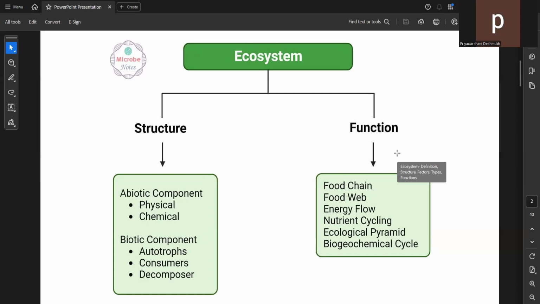And the second thing is the function. In functions, we can say food chain, food web, energy flow, nutrient cycle, ecological pyramid, and the biogeochemical cycle. Now, as we all know, the food chain starts from the growing of grass. For example, the human being consumes grains, wheat, which come from the crop. So this is called the food chain. One feeds on another, feeds on another, like a chain, and therefore it is called the food chain.